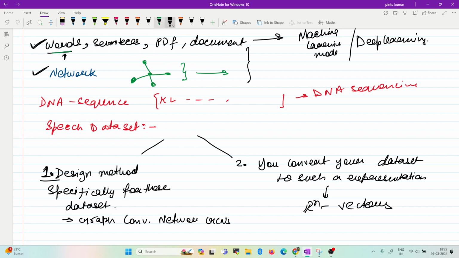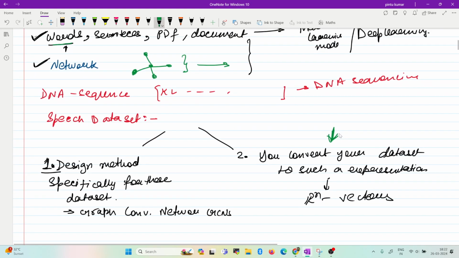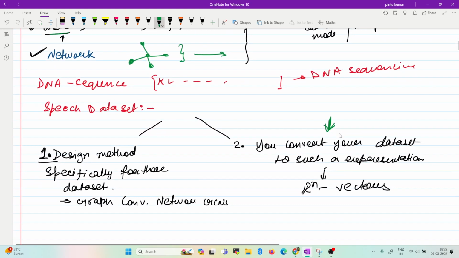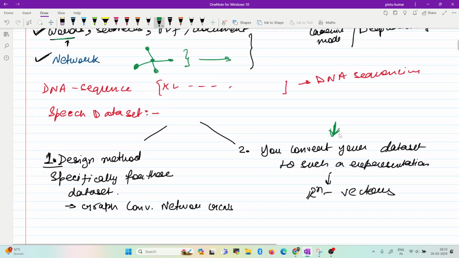The advantage of using this second path is that you already have a lot of literature and a lot of methods available. People have analyzed those methods, and you know where each is going to do well and where it is going to do badly. So you can use all this knowledge if you just find a way to convert your existing data set to an Rn vector.